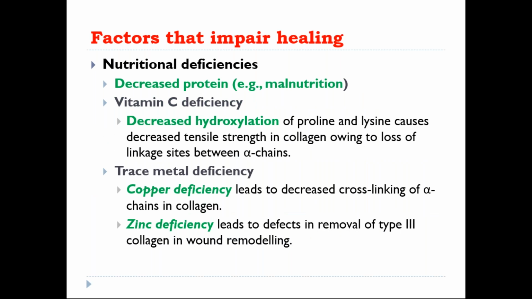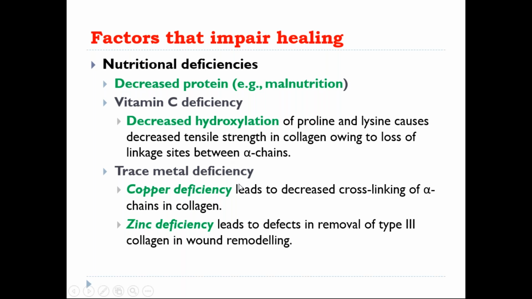Next is nutritional deficiency, like decreased protein. Malnutrition will again impair wound healing. Vitamin C deficiency causes decreased hydroxylation of proline and lysine, which decreases tensile strength in collagen owing to loss of linkage sites between alpha chains. Trace metal deficiency like copper and zinc deficiency leads to decreased cross-linking of alpha chains in collagen, and zinc deficiency leads to defects in the removal of type 3 collagen in wound remodeling.